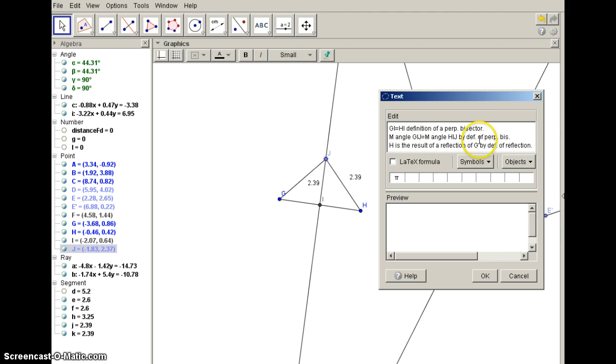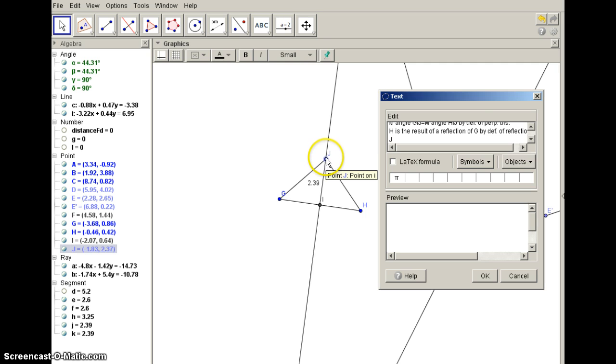Let's think about this now. What about point J? What do we know about J? Well, if you were to reflect it across the line, where would it land? Well, perpendicular to it, it would have to be there, and its distance from the line would have to be 0, because its distance from the line now is 0. So if we reflected it across the same line, J is the result of a reflection of J across the same line, and that's by the definition of reflection as well.